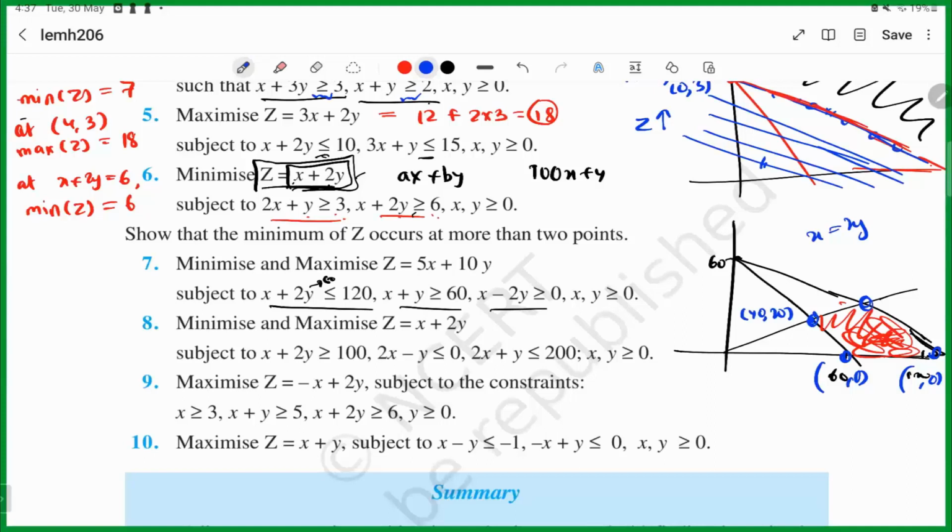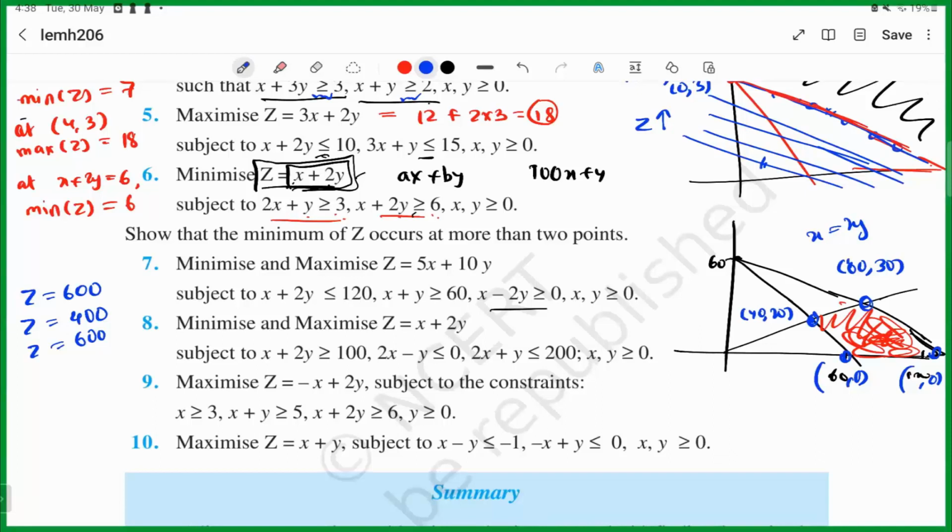Okay, and then the other one is x equal to 2y meeting x plus 2y equals 120. But this time x is equal to 2y, so 4y is equal to 120. So y is equal to 30, so x is equal to 60. So 60, 30. We need to minimize and maximize, so find what is z. Z at 60, 30 is simply 5 into 60, 300, plus 300, 600. Z at 40, 20 is 200 plus 200, 400. At 120, 0, also it is 600.